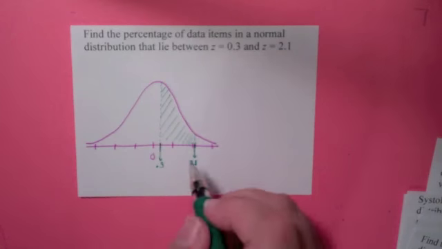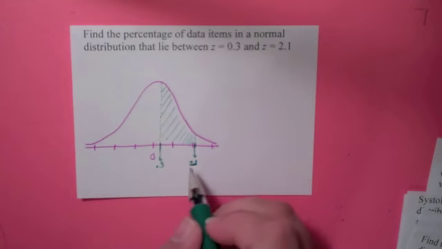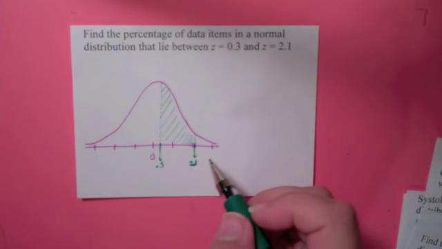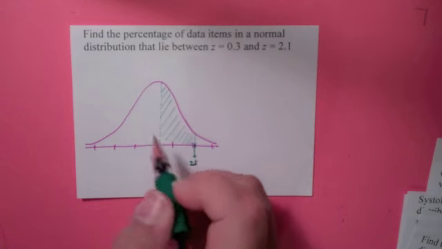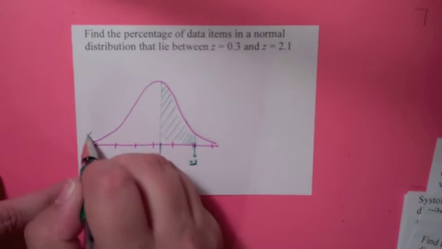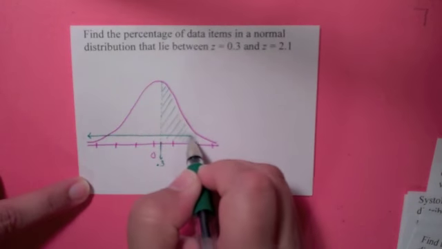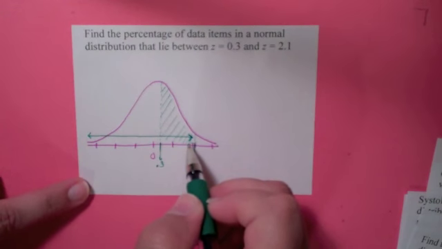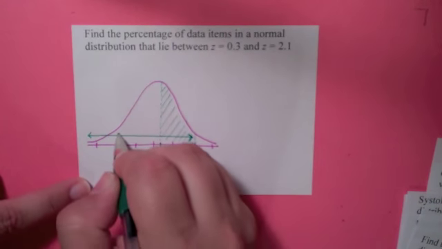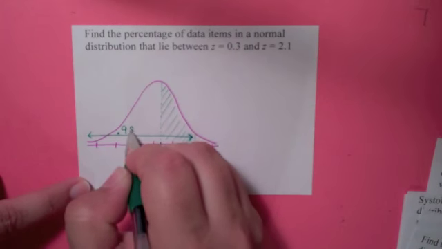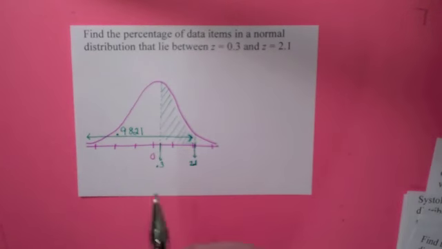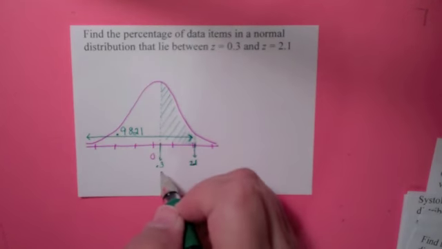Okay, so I'm going to look up 2.1 in my table. Doesn't matter which one you look up first, I'll look up 2.1. And remember, when you look up 2.1, it's going to give you the area to the left of 2.1. So all this area all the way up to 2.1, and it says that it's 0.9821.